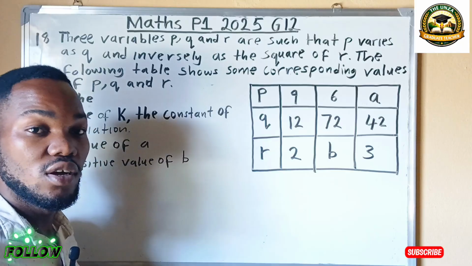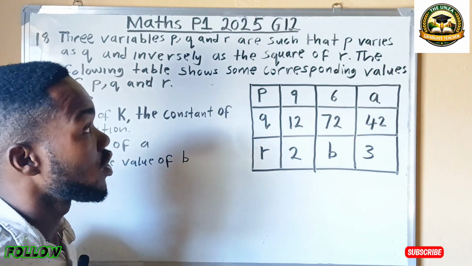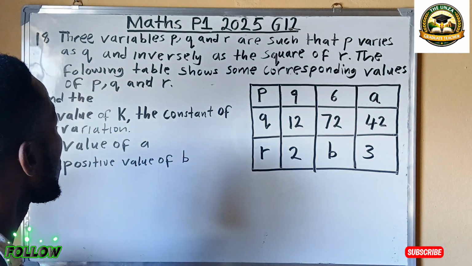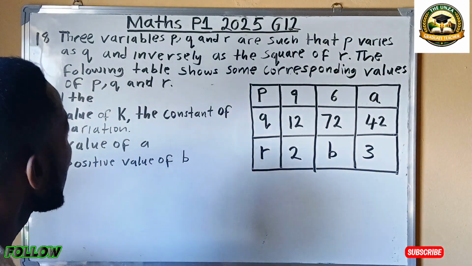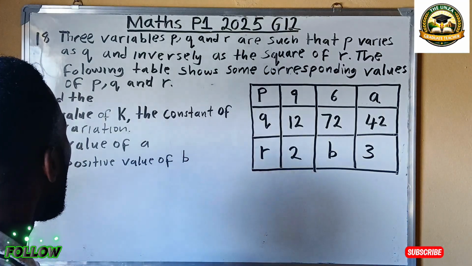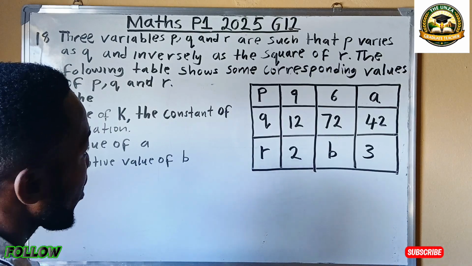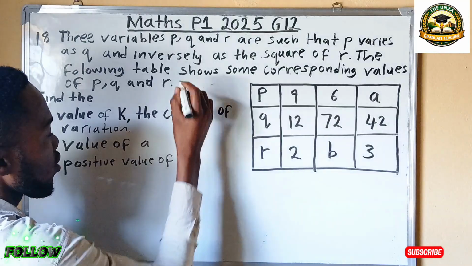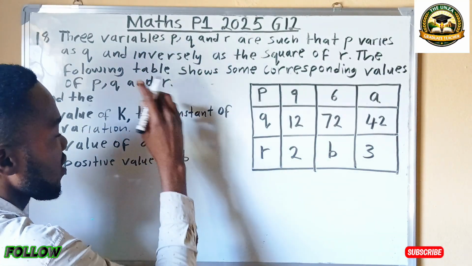In today's lesson, we are still looking at the question which came in Maths Paper 1, 2025 Grade 12 exam, question 18. The question was under variations. It says three variables P, Q, and R are such that P varies as Q and inversely as the square of R. The moment you are told about variation, you're talking about the relationship between these three variables.